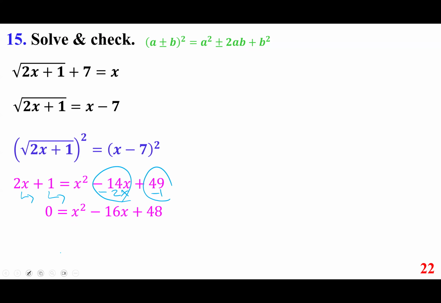We want two numbers. The product is 48. The sum is negative 16. Those are negative 4 and negative 12. So that means x is either 4 or 12.